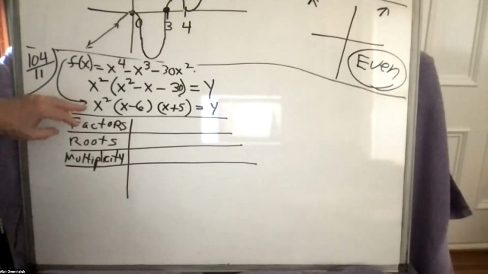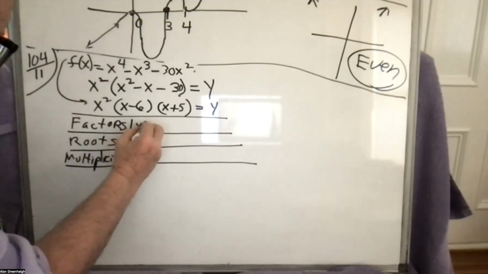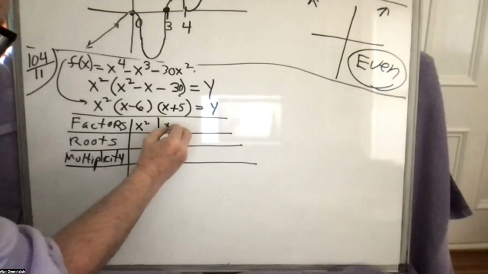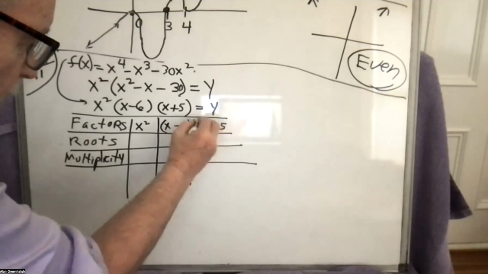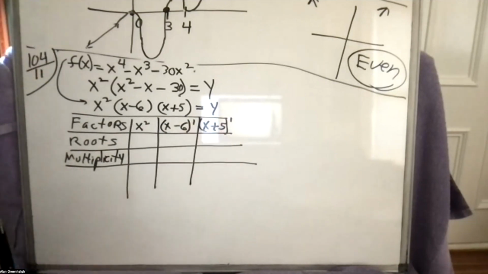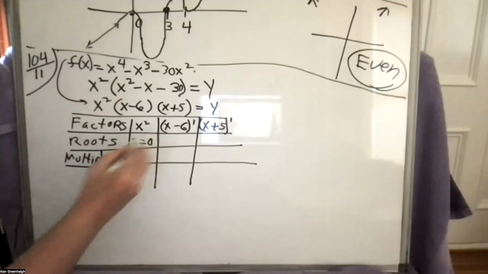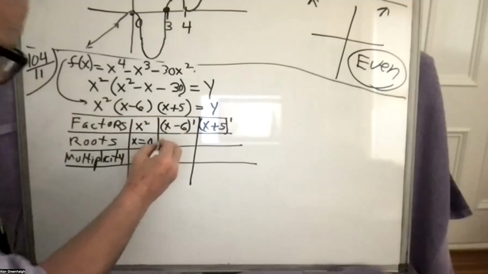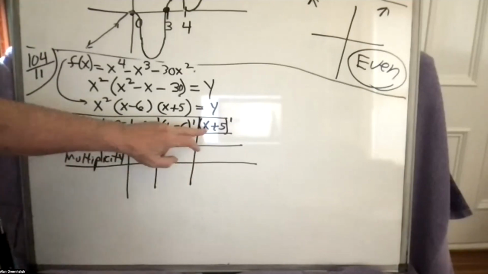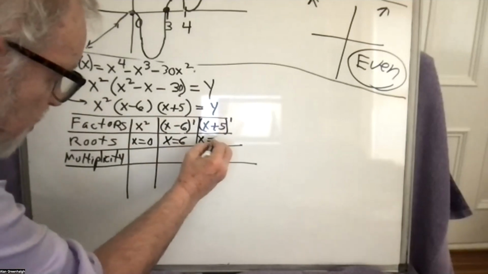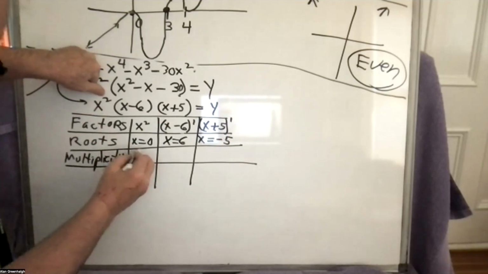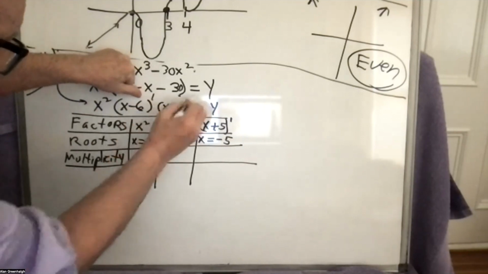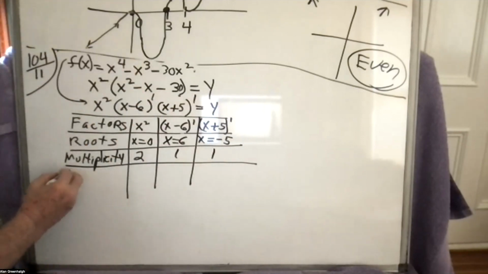Well, let's start it off. The factors are x squared, x minus 6, and x plus 5. The roots: when x squared equals 0, x equals 0. When x minus 6 equals 0, x equals 6. When x plus 5 equals 0, x equals negative 5. The multiplicity: 2, 1, and 1. Odd or even?